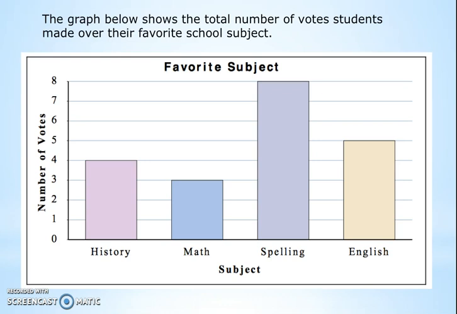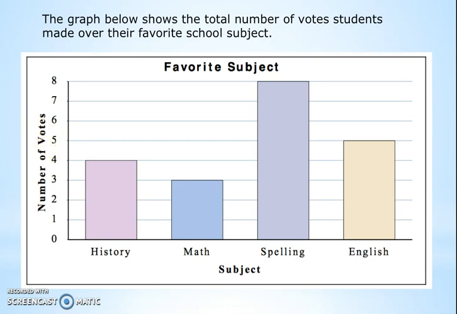A bar graph will always have a title, will have a label at the bottom that represents what is being collected, and then a label on the side that represents our intervals, how much of something is being collected. Each bar represents an endpoint as how much of something is being collected. You would look at the very top of the bar, follow the line over, and that tells you how much of something is being collected.